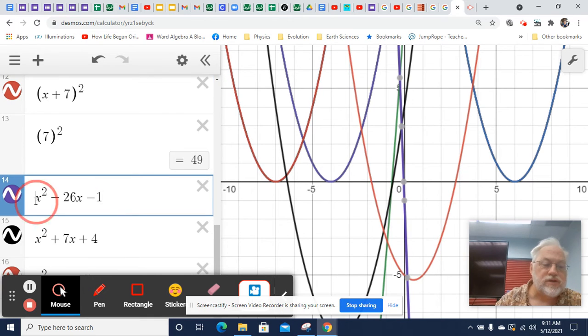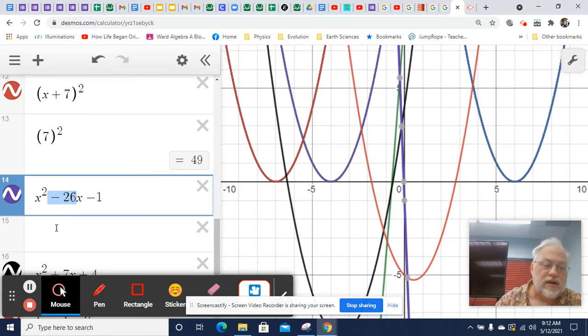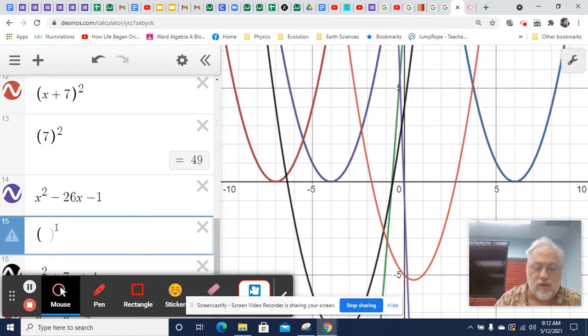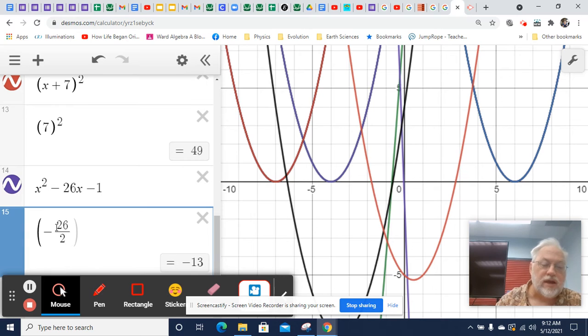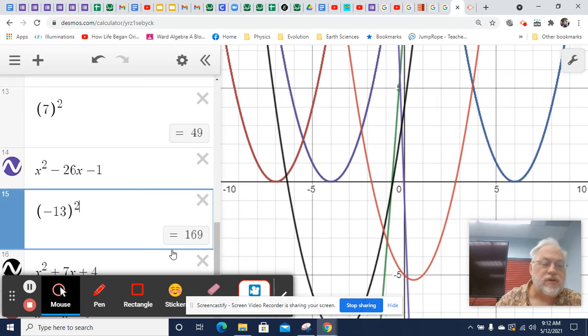Now let's take a look at a second one here. Here my lead coefficient is 1, so I don't have to worry about that. And I have a middle coefficient here of -26. So I'm going to say, okay, what is half of -26? And if you're not sure about these things, you are welcome to use a calculator. So half of -26 is -13. And I'm going to be squaring then -13. When you square a negative, you get a positive, and -13 squared is 169.